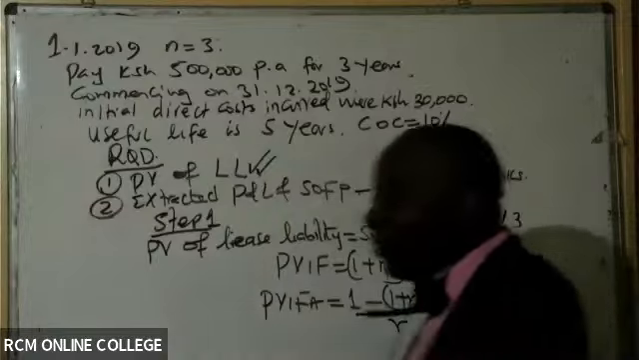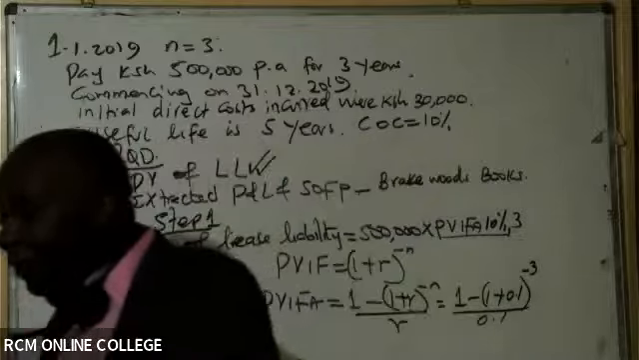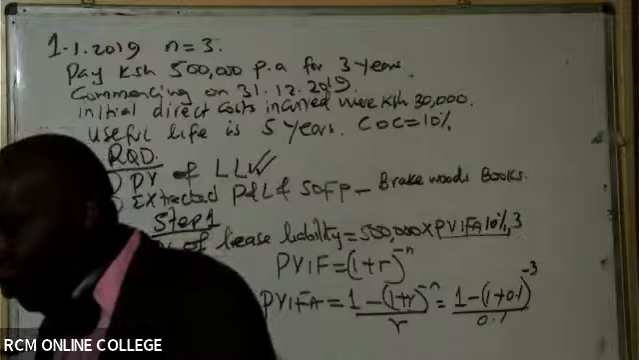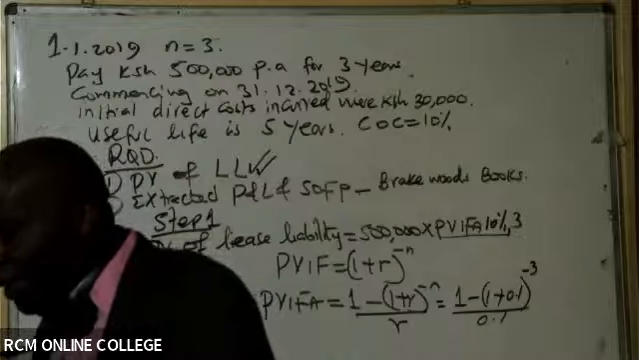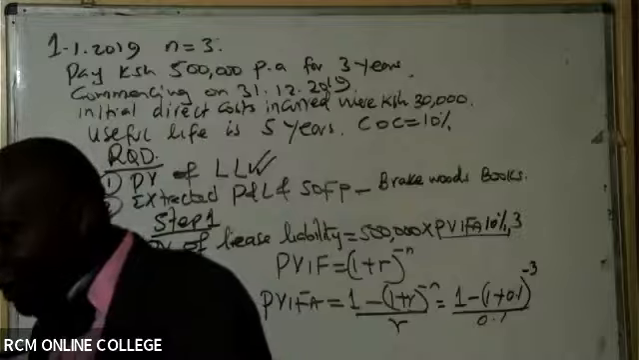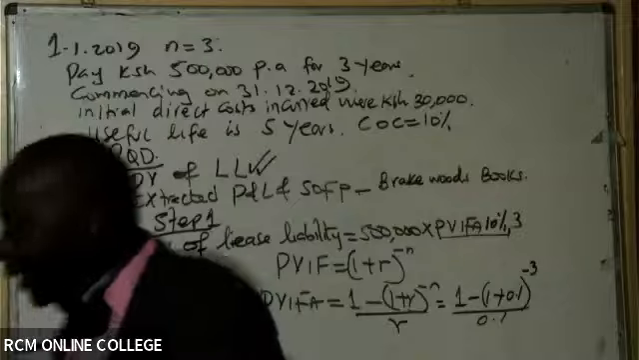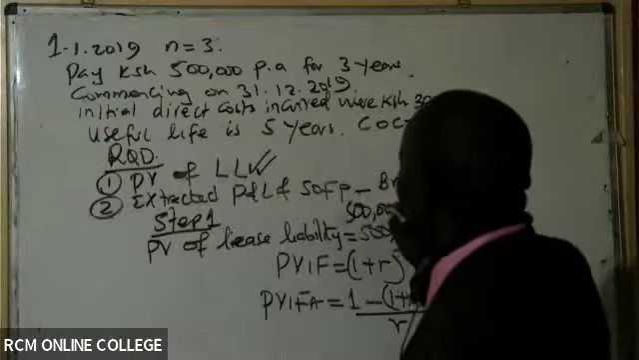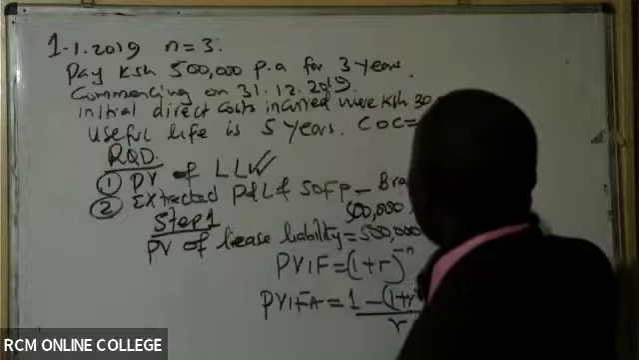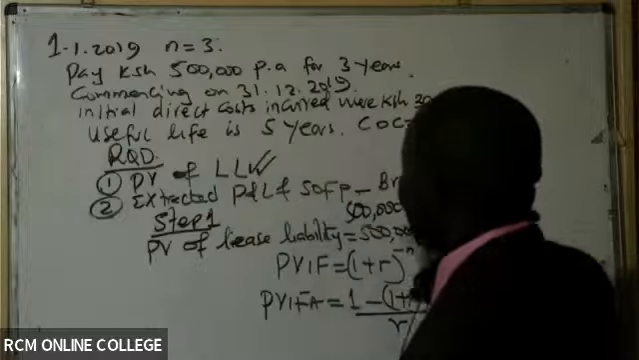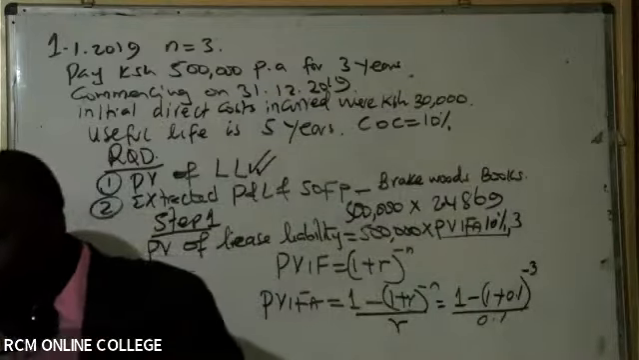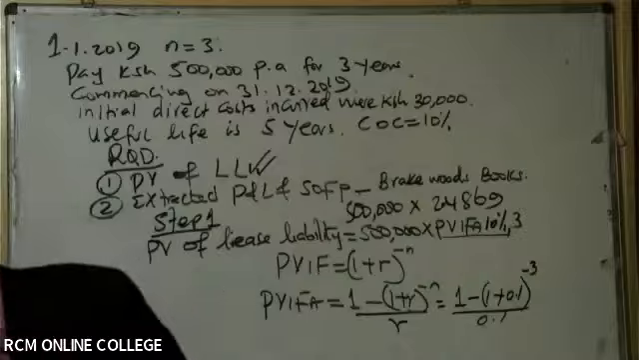Everybody must take up their calculator and understand this. I'm getting 2.486 something. To 4 decimal places, this will be 2.4869, so 500,000 times 2.4869. So then what is the present value of our lease liability?